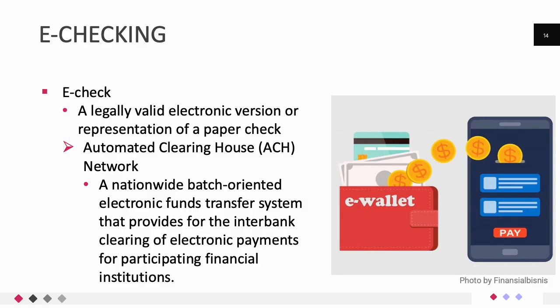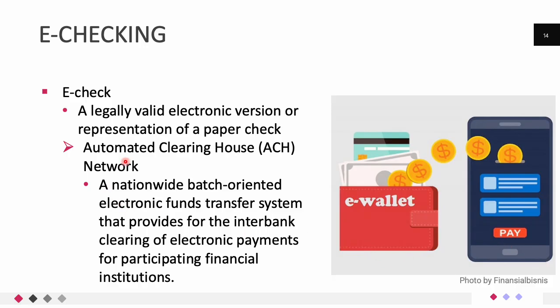Okay, now let's talk about e-checking. E-checking is basically the digital version of those paper checks your grandparents might still use. An e-check is legally the same as a paper check, but everything happens electronically instead of on paper. Now, the magic behind this system is something called the Automated Clearing House network. Think of it like a massive digital post office that handles electronic money transfers between banks across the entire country.